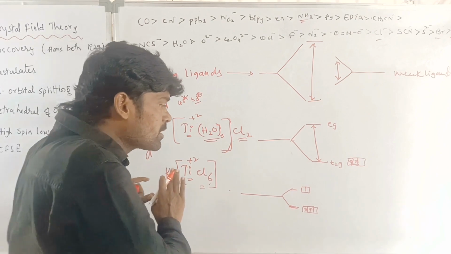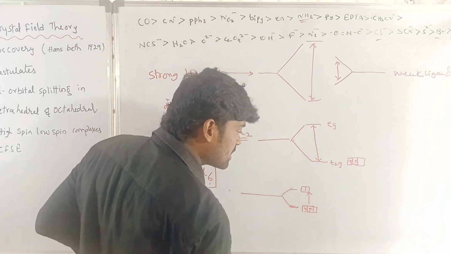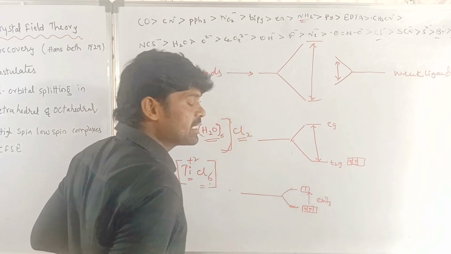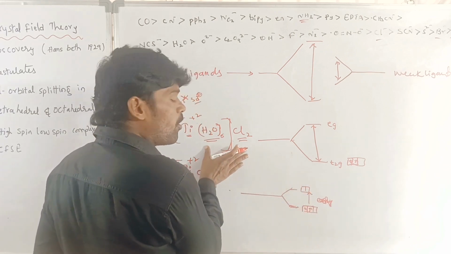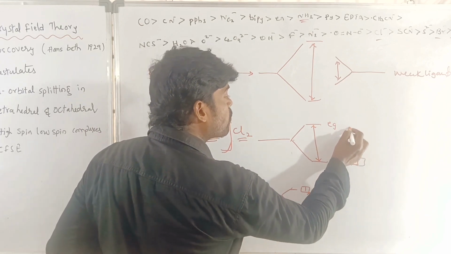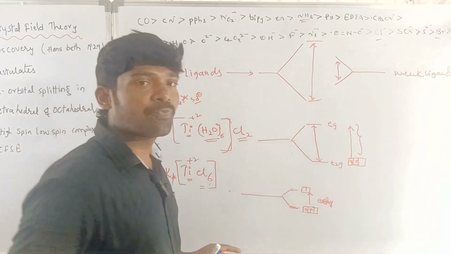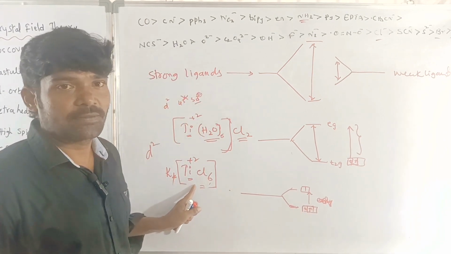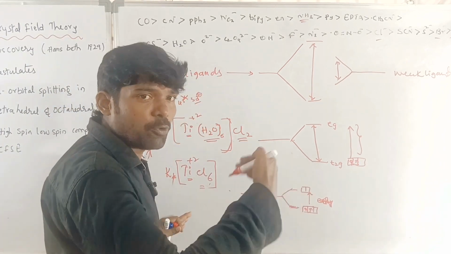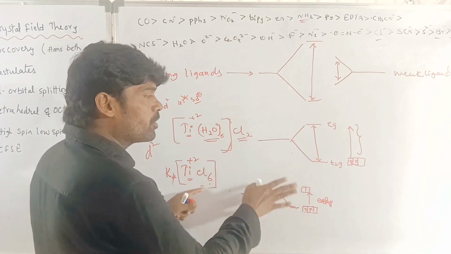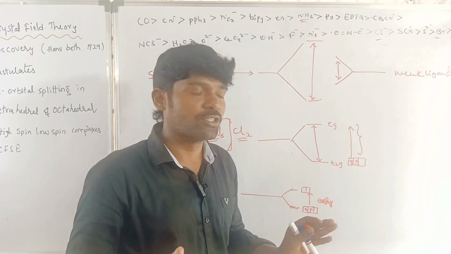Now, if we give some amount of energy to this complex, this electron will jump from this energy to this energy easily. If we give the same amount of energy to this complex, the electron will not jump from here to here, because this needs a high amount of energy to jump from t2g to eg compared to this complex. This is one of the reasons the properties change. Because of ligand strength, the compound's properties will definitely change, whether magnetic properties, colors or electric properties. They will completely change based on this.